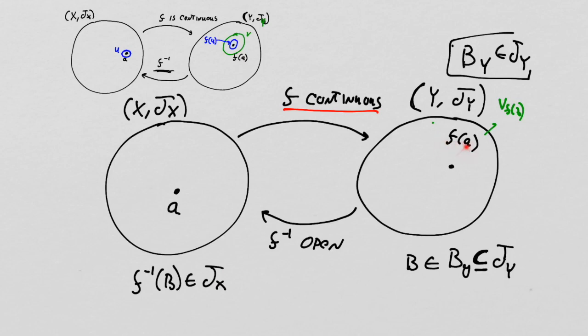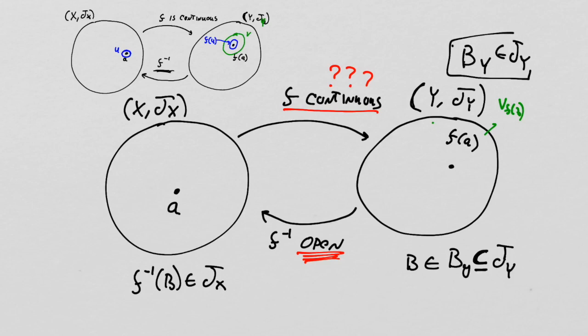Now we take F of A, so there's a point A in X, F is a function, so we have F of A. We don't know that F is continuous, right? F being continuous is our question. We know that F inverse is open. We're wondering, can we prove that F is continuous?